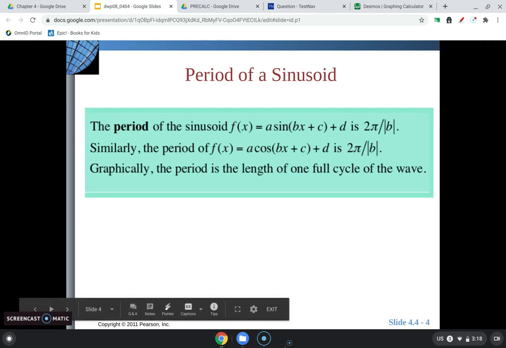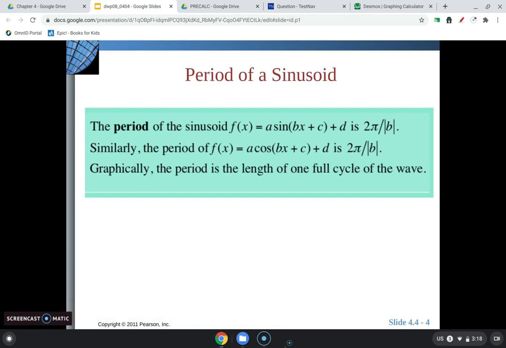All right, period. The period of a sinusoid is found by taking 2 pi divided by the b value. You find the period the same way for sine and cosine. Graphically, the period is the length of one full cycle of the wave. The frequency is how many times that happens.